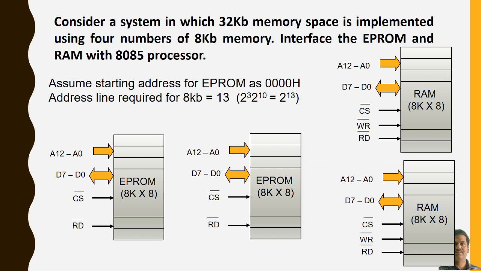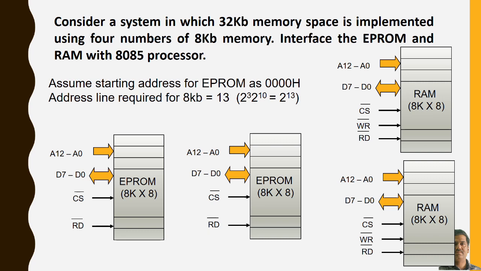Now let us consider that we have to interface 8 KB memory ICs with 32 KB memory space, and we have to interface 2 EEPROMs and 2 RAMs, and let us assume the starting address for EEPROM as 0000. In both cases, the address lines required are 13, that is for 8 KB, 2 to the power 3 times 2 to the power 10, that is 2 to the power 13. So therefore the number of address lines required is 13.